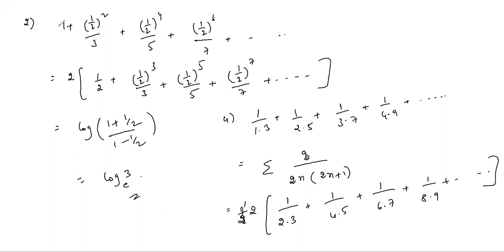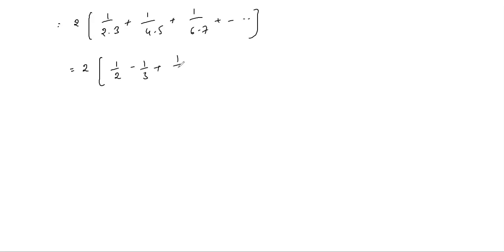So what you have: 2 into 1 by 2 into 3 plus 1 by 4 into 5 plus 1 by 6 into 7 plus and so on. Write the difference: 1 by 2 minus 1 by 3, 1 by 4 minus 1 by 5, 1 by 6 minus 1 by 7 plus and so on. What is the log 2 value?